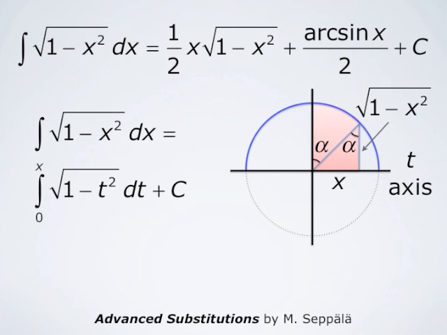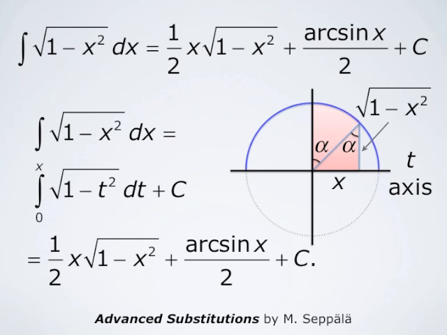By the fundamental theorem of calculus, we had observed that the integral of square root of 1 minus x squared dx is the definite integral from 0 to x of square root of 1 minus t squared dt plus a constant of integration. And we computed the definite integral by computing the area of the pink domain, and we got that this is 1/2 x square root of 1 minus x squared plus arcsine of x divided by 2, plus then a constant of integration c. So the result is of course the same as the one obtained by the substitution x equals sine of u.